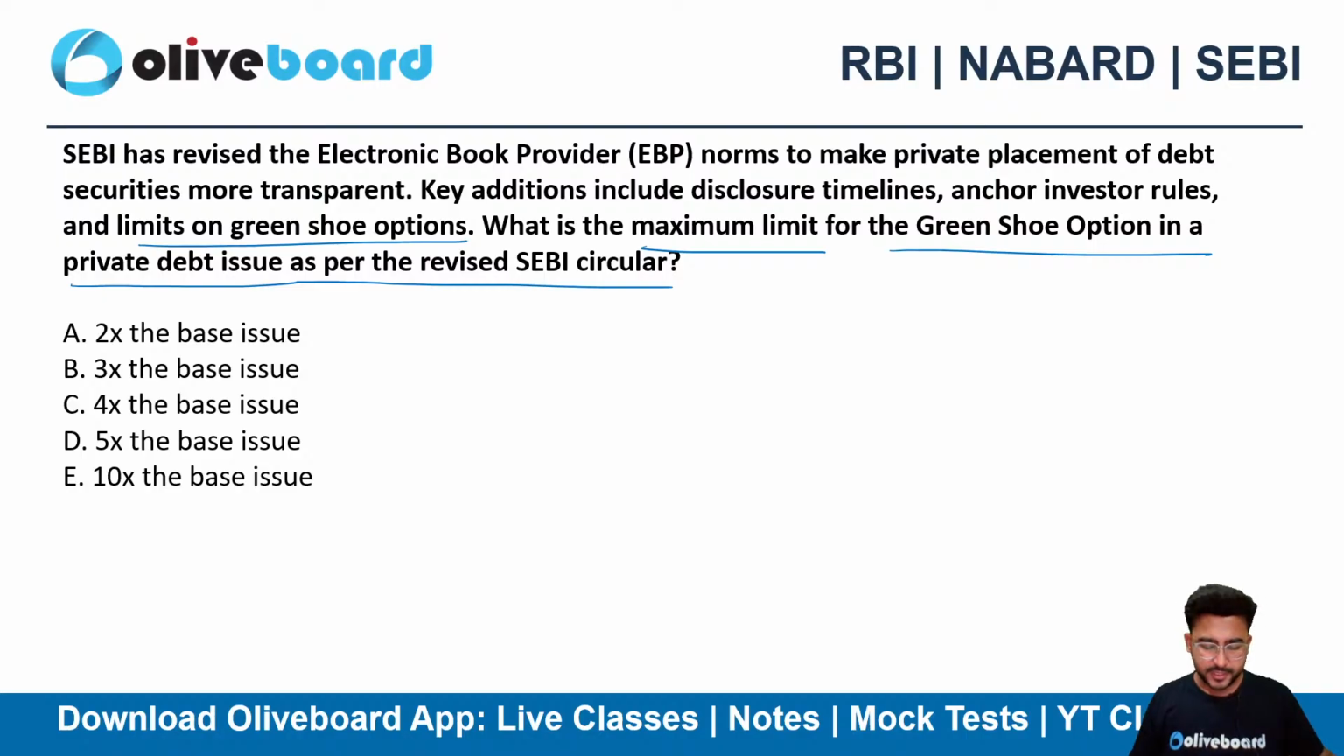So I'm getting only one response as of now. Chetan is saying it's option D, 5x. What about others? Okay. D or E, Shalini is saying, okay. What about other guys? The correct choice here is option D, 5x of the base issue. Okay. Sorry. 5x is the correct choice here.